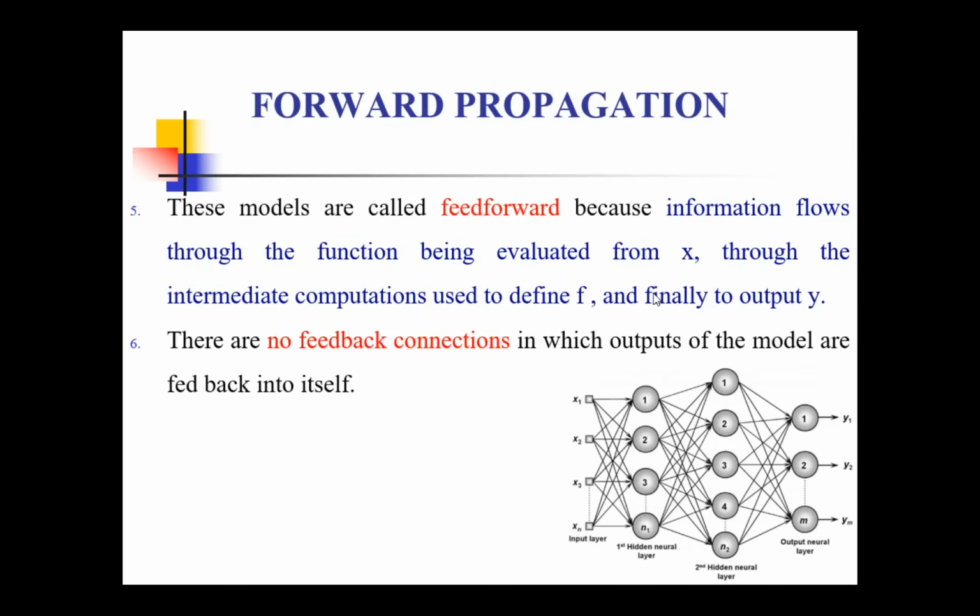So this is the feed forward propagation neural network model. Here we can have three layers: the input layer, hidden layer 1, hidden layer 2, and the output layer.